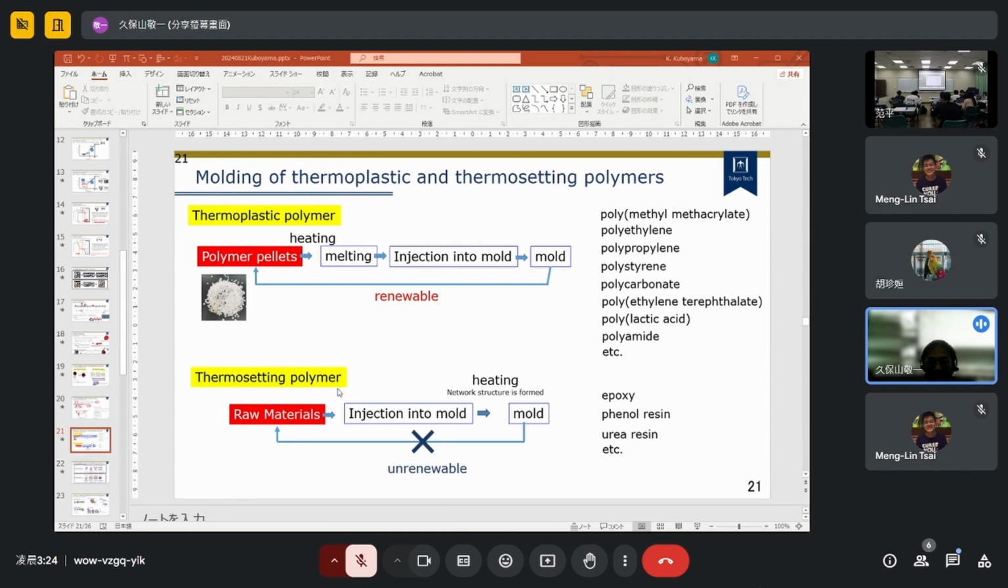But in the case of thermosetting polymer, during the molding process, the reaction occurs and the three-dimensional network is formed. So you cannot reuse this material. It's very hard to use.